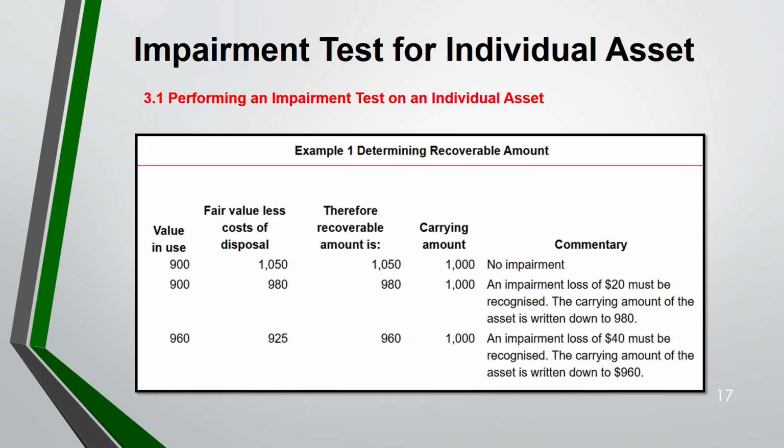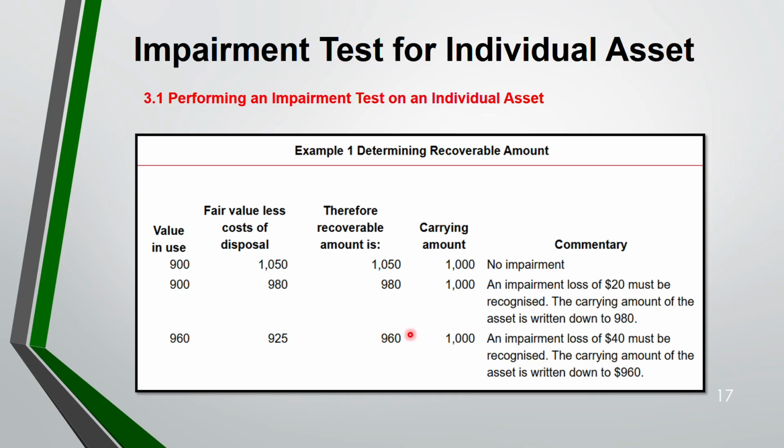Now, example 1. There are 3 situations with 3 different figures. Let's do this. Carrying amount is 1000 in each case, but your recoverable amount will be the higher of value in use and fair value less cost of disposal. In this case, 900 versus 1050, higher is 1050. So your recoverable amount is 1050. In the second scenario, fair value is more than the value in use, so 980 is the recoverable amount. In the third scenario, value in use is more than 925, so 960 is your recoverable amount.